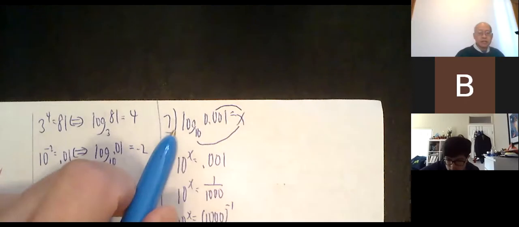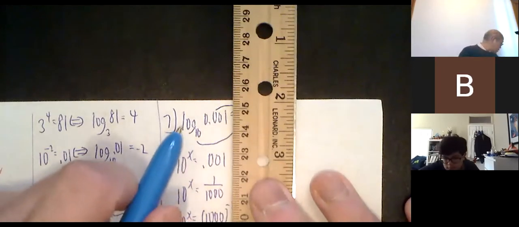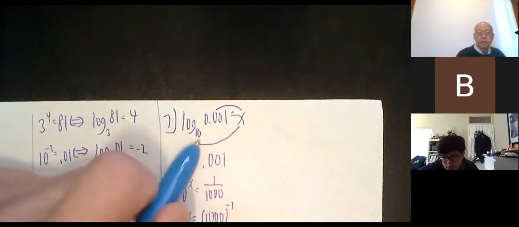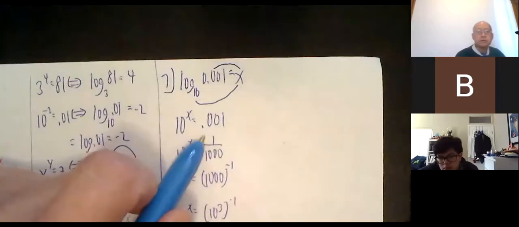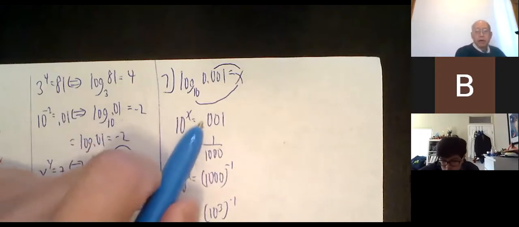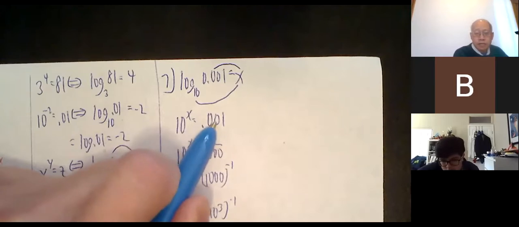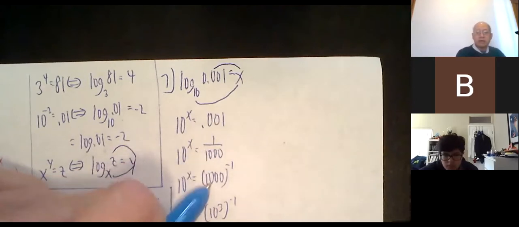7, log base 10 of 0.001. That's the way the problem started off. Call it x, unscramble it. 10 to the x equals 0.001. Okay, I want these to be the same base. 0.001 is 1,000th. Remember, this is tenths, hundredths, thousandths, so it's 1,000th, which I can write as 1,000 to the negative 1.